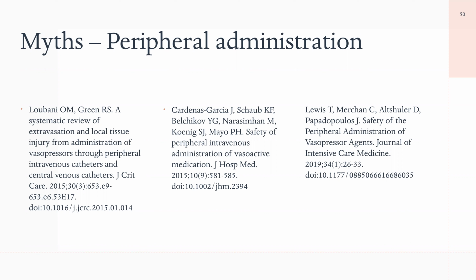Then Lewis found a 4% extravasation risk, with all patients recovering with conservative management only. So from these 3 studies, you can definitely start your vasopressor on a good peripheral line, proximal to the wrist, with frequent review of peripheral lines, and you have to stop infiltrated lines immediately.